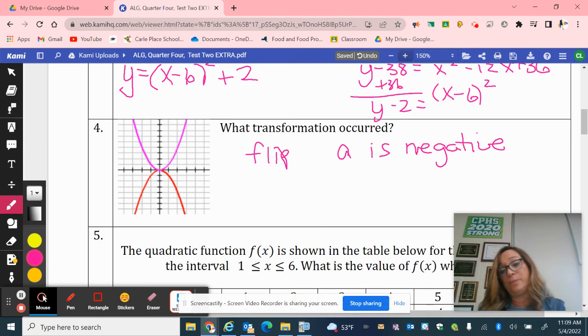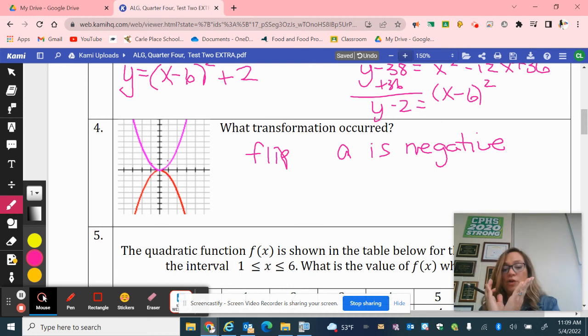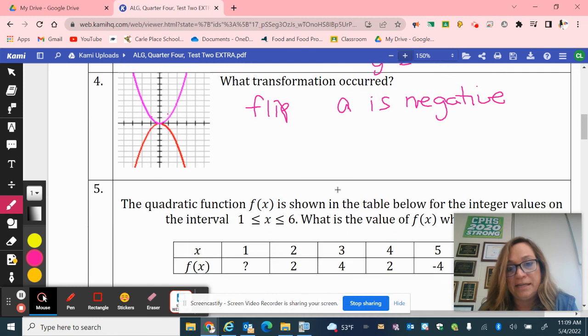It's definitely a flip, or you can use the words reflection over the x-axis. It doesn't look like, because like this is 1 and this is 1, this is 1 and this is 1, so it doesn't look like there was a stretch, which would make it narrower, or a shrink, which would make it wider. I prefer the words narrower and wider. I just think they're easier to understand.